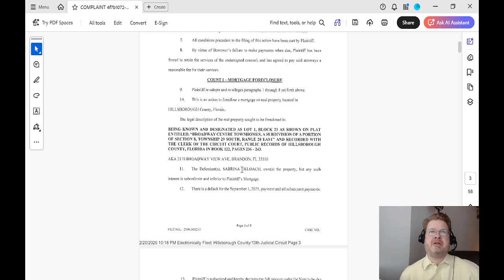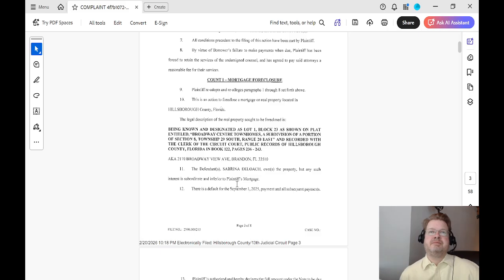So thanks for that. I want to move on to count one of mortgage foreclosure. And we're not going through every detail of this complaint. This is really just intended to be an overview. But after the general allegations, we come to count one, a mortgage foreclosure claim. What are the elements that the plaintiff needs to show in order to be granted a final judgment based on this type of account?